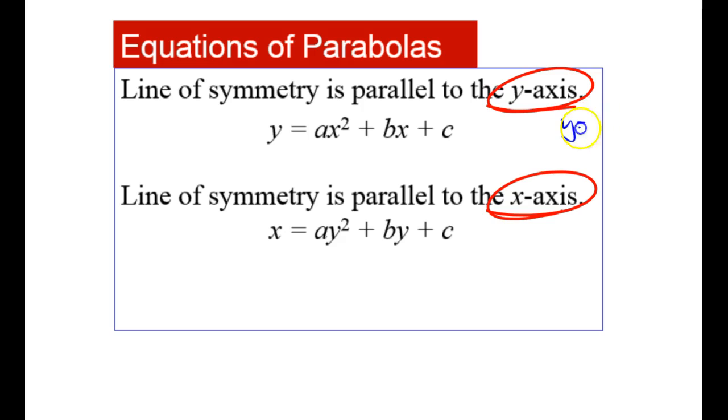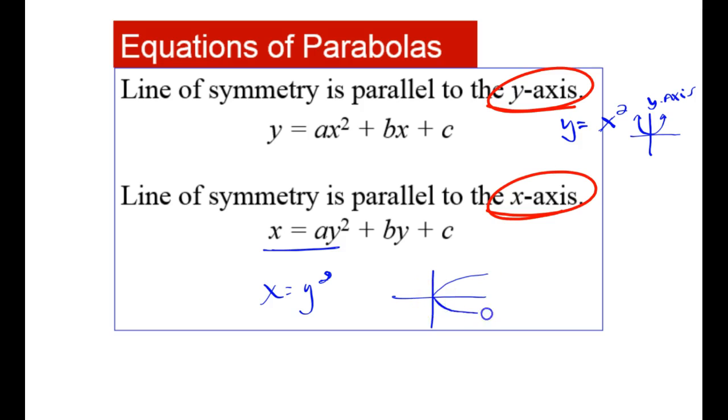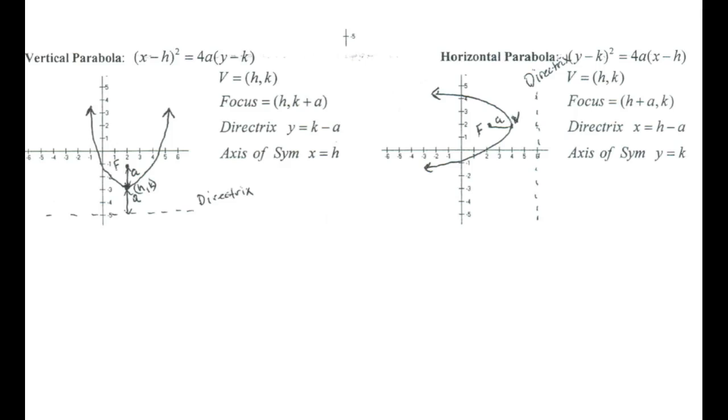Perhaps you're familiar with the most common parabola, y equals x squared. You can see that this has symmetry about the y-axis. So notice that's y equals x squared, and this is x equals y squared, which I don't think you've studied before, but that's going to have symmetry with the x-axis. This is actually not a function because it doesn't pass the vertical line test.